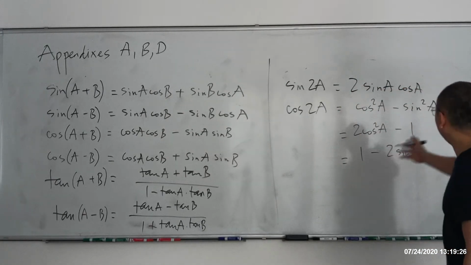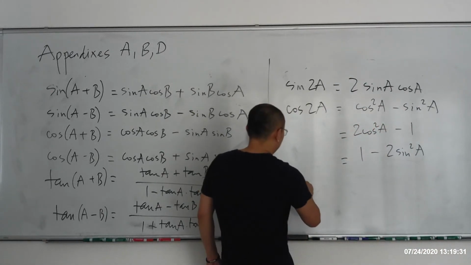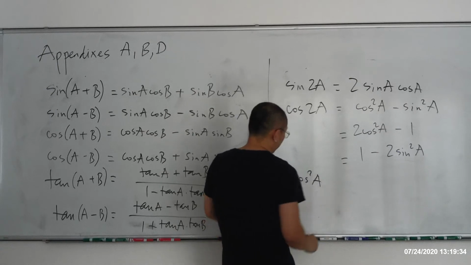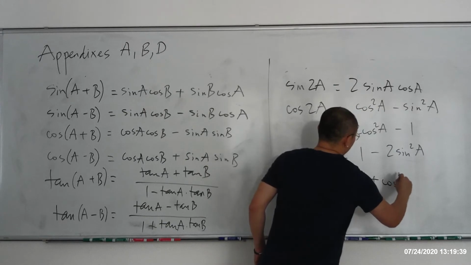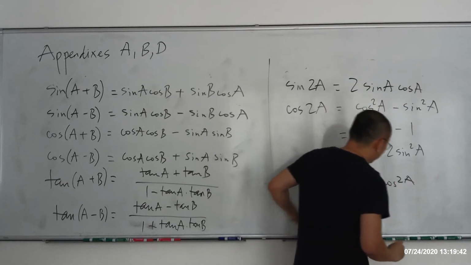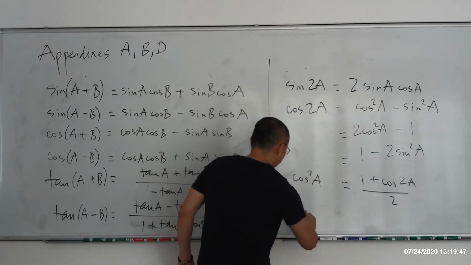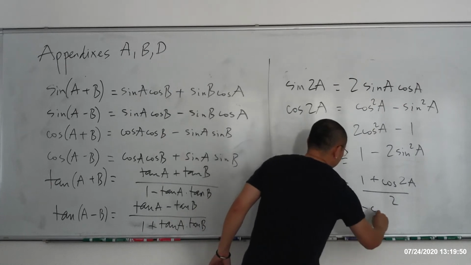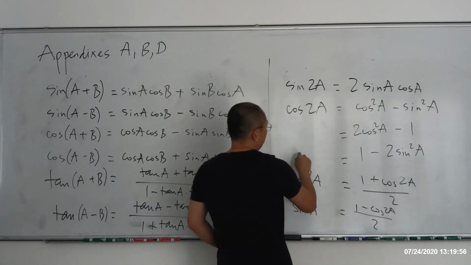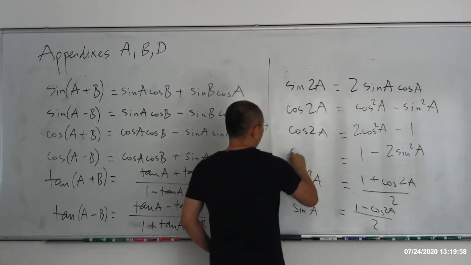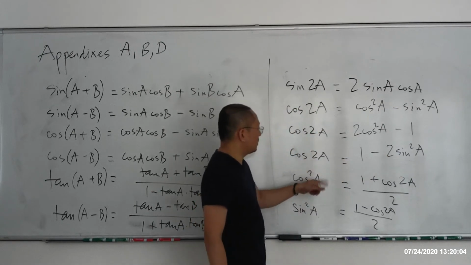Alright? And from this one right here, you can even modify. Cosine square of A, we want to bring down the angles. Cosine square of A is going to be 1 plus cosine of 2A over 2, or sine square of A is equal to 1 minus cosine of 2A over 2. I got it from here. This is cosine of 2A, right? So sine square is 1 minus cosine of 2A divided by 2.